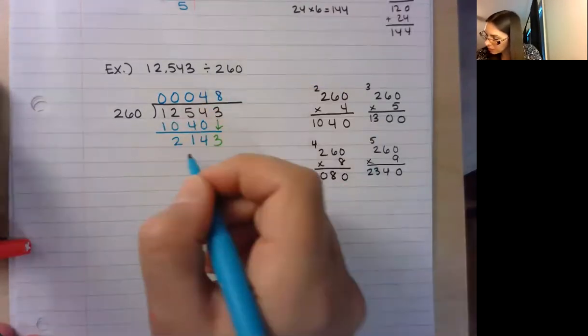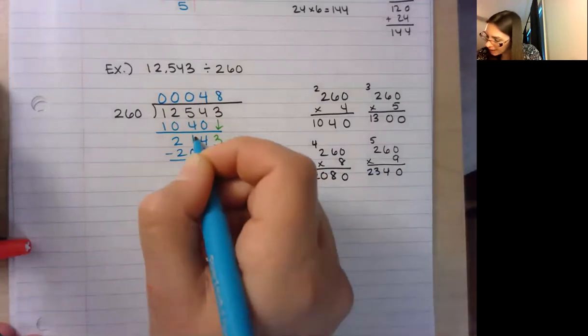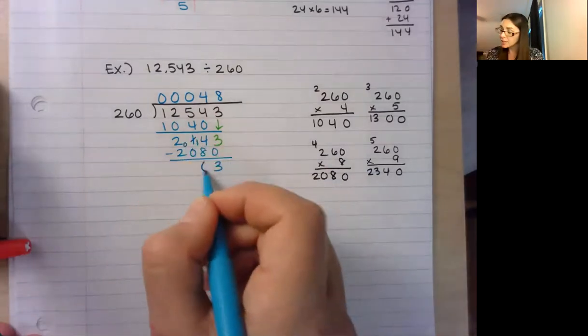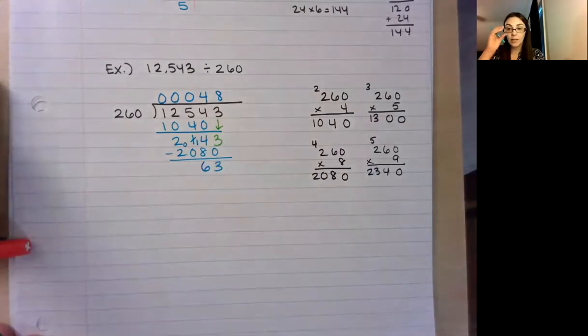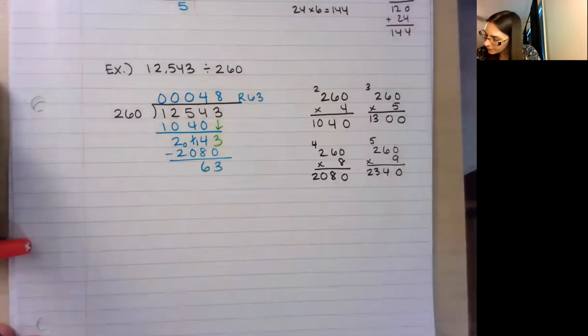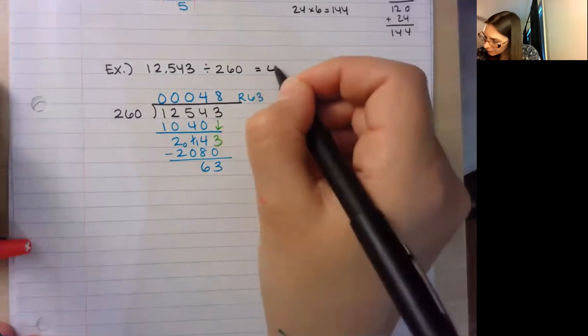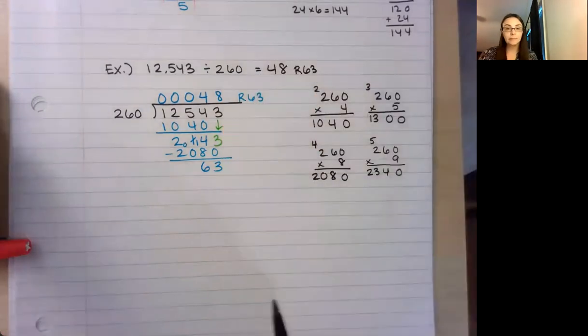So I get 2080 when I multiply. And I'm going to go ahead and subtract. And I have 63. 63 is less than 260, so I know I've done the best I can. I have nothing left to bring down, so I have my remainder. So there is my answer for that one.